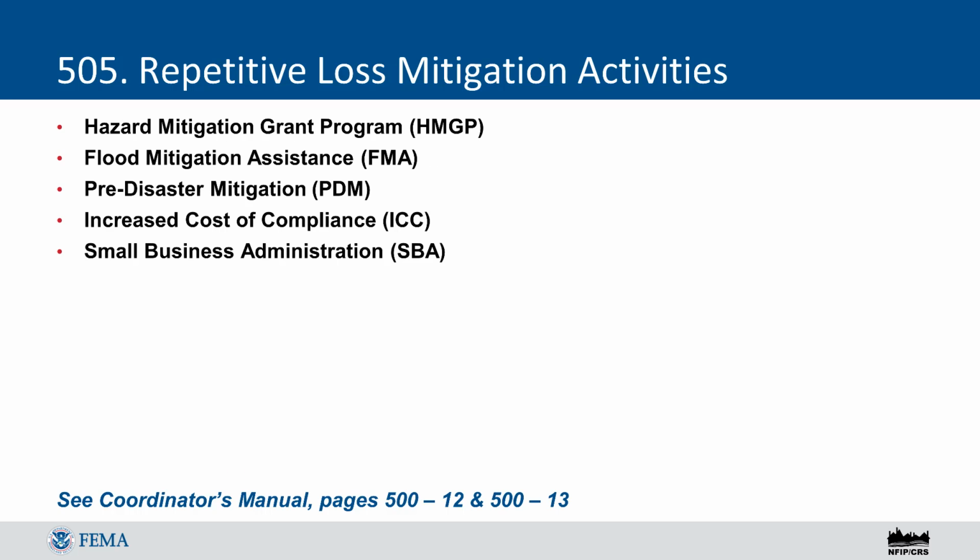Here are some potential sources of financial assistance if your community participates in grant programs. If your community does not offer or participate in any grant program, then at a minimum, your repetitive loss outreach to your repetitive loss areas does need to talk about increased cost of compliance.